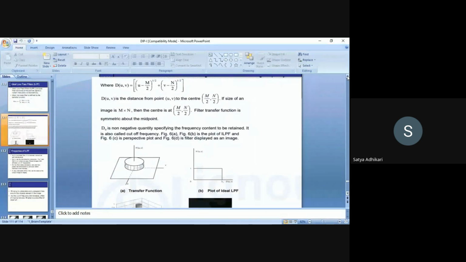So the mathematical function is given here, where D(u,v) is this.